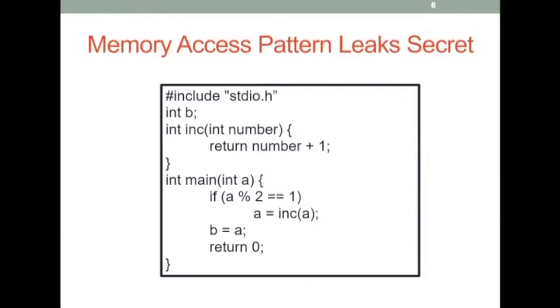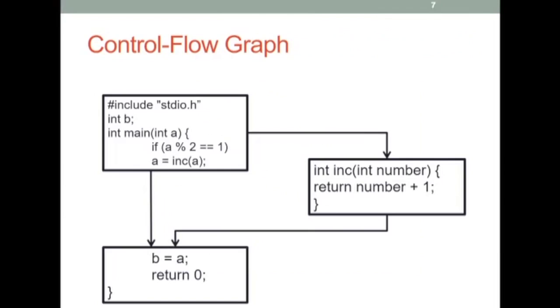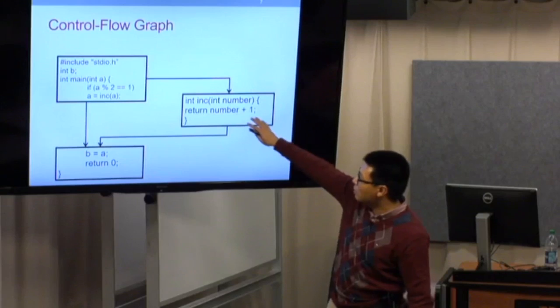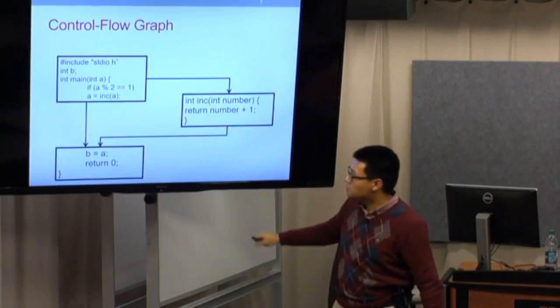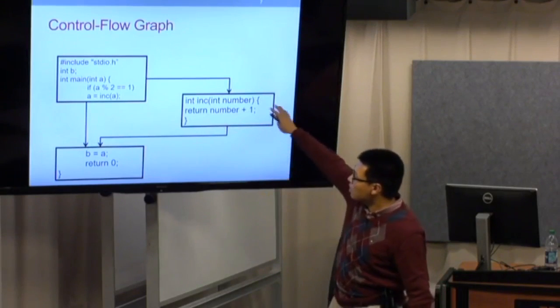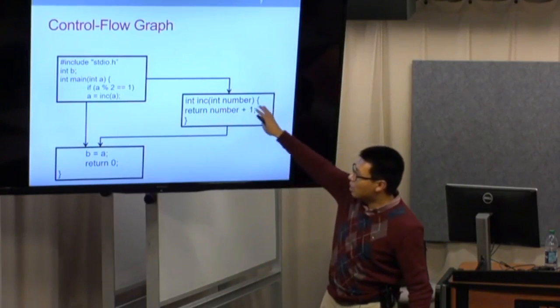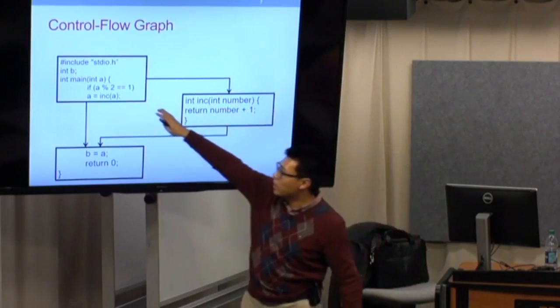Okay, and here we want to show that the attacker can learn one bit of information of this variable, which is whether this variable is an odd number or even number. So how could the attacker do that? Well, if we decompose this program and represent it as control flow graphs, we can see that this program can be decomposed into 3 basic blocks. And the basic block on the right may be called or not, depending on the value of a.